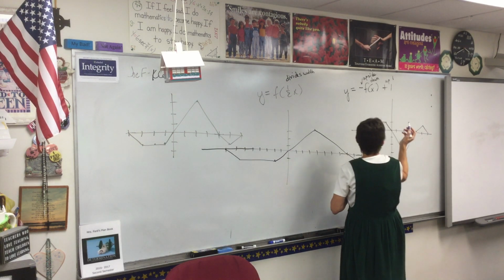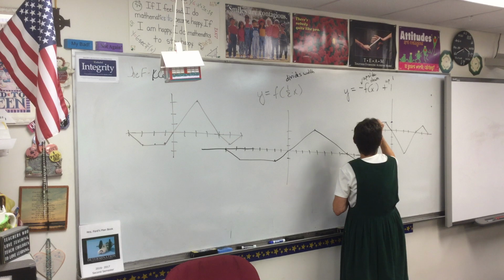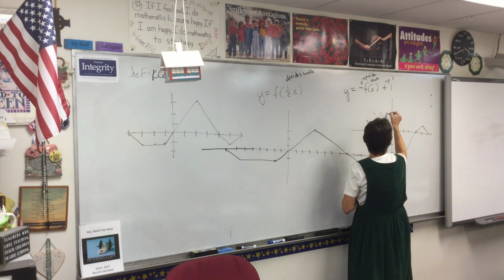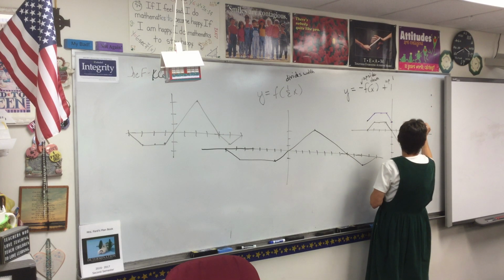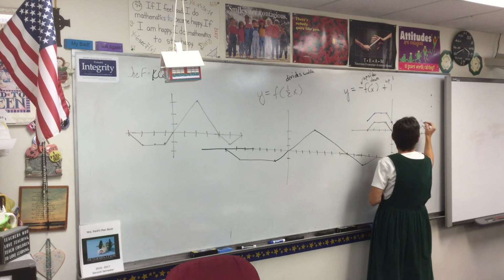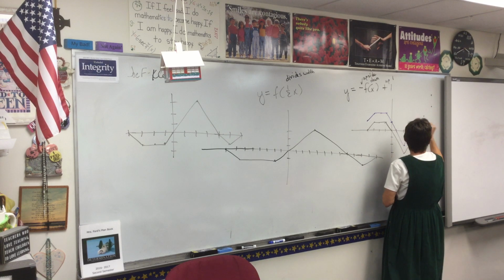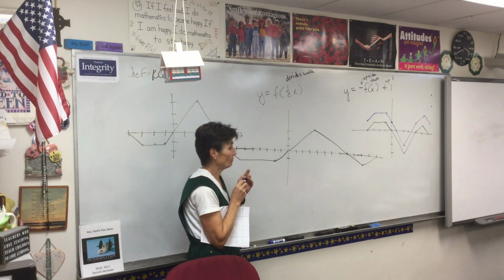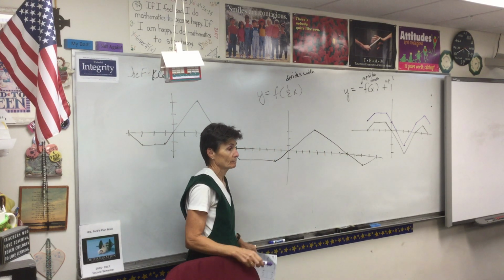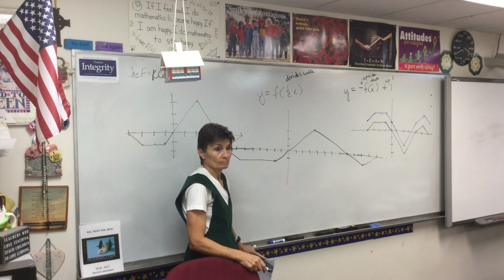Now I'm going to take that exact picture and move it up one. So every point goes up one. So I'm going to get my purple marker. Every point goes up one. So there's my trapezoid. Here's my triangle, my big triangle. And then here is my little triangle. And so my answer is the purple. Everybody okay with that?